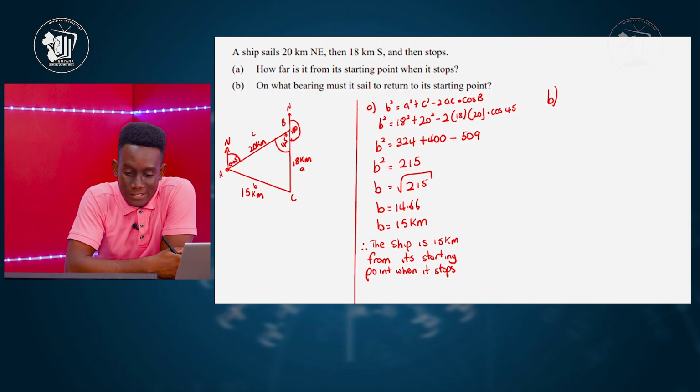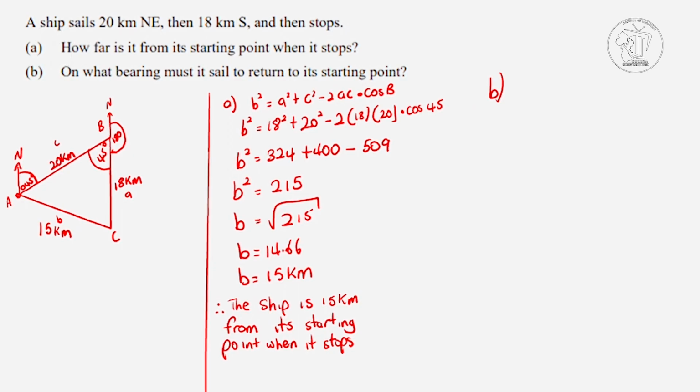B is asking, on what bearing must it sail to return to its starting point? So it's asking us for this bearing. The ship stopped at C, so we need to know the bearing. If we draw up the north line, it will be right here from C. We need to know the bearing all the way around to this point here. If we can find this angle in between here, we can use that to get the bearing.